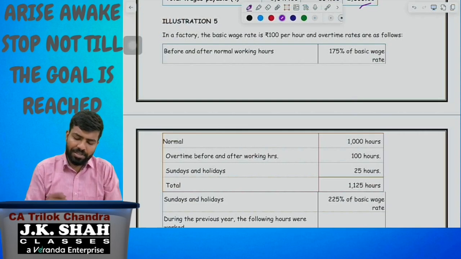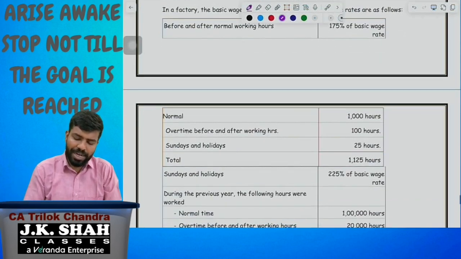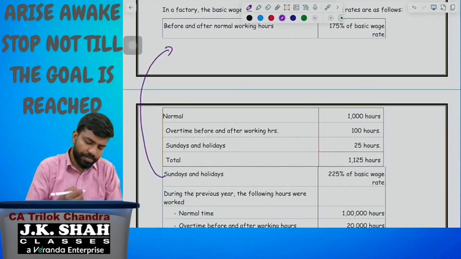When it comes to normal hours, it is 1000 hours. Overtime before and after working hours, 100 hours. Sundays and holidays, 25 hours. Totally 1125 hours. I think some printing mistake is there. It should come here. Okay.